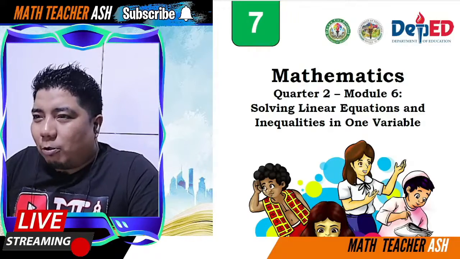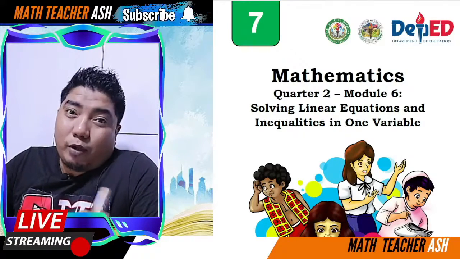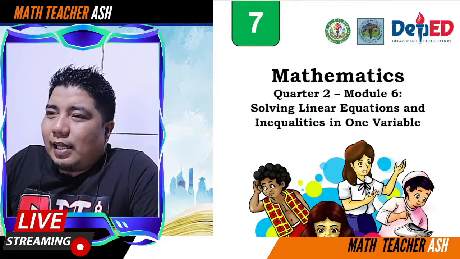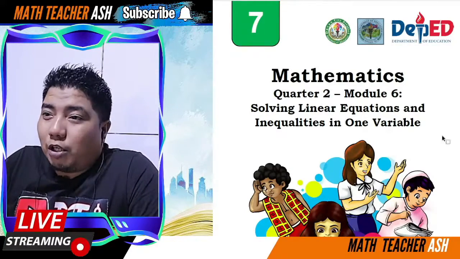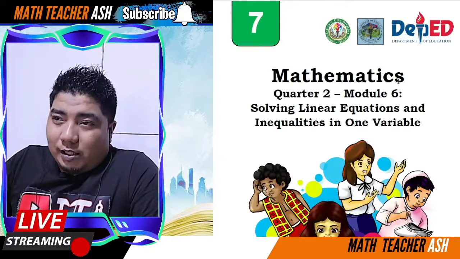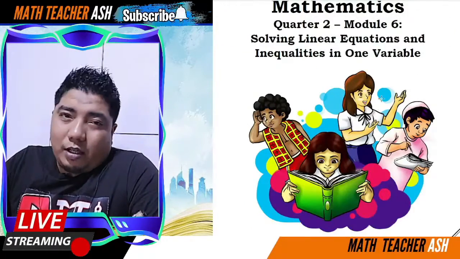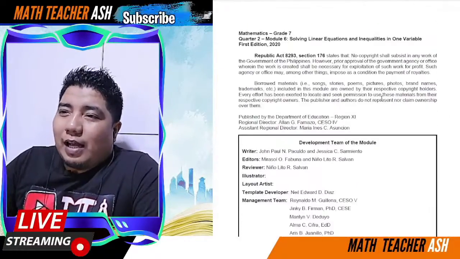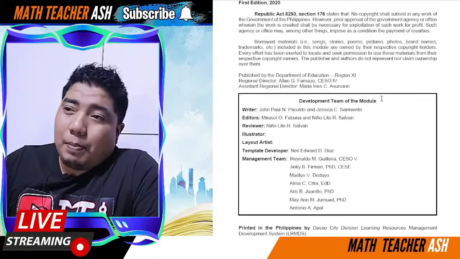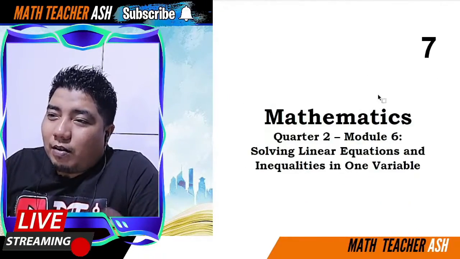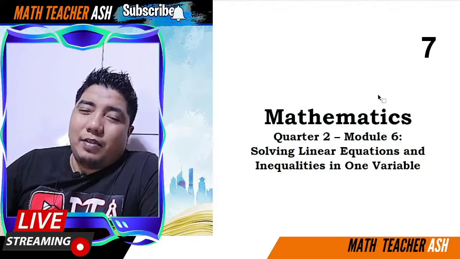Okay, what is this Module 6 for the Quarter 2 for our grade 7 students? So, this is entitled Solving Linear Equations and Inequalities in One Variable. This is the cover page of the module, page 1. Next to that is the people behind these modules, and then on page 3, we have the title page.